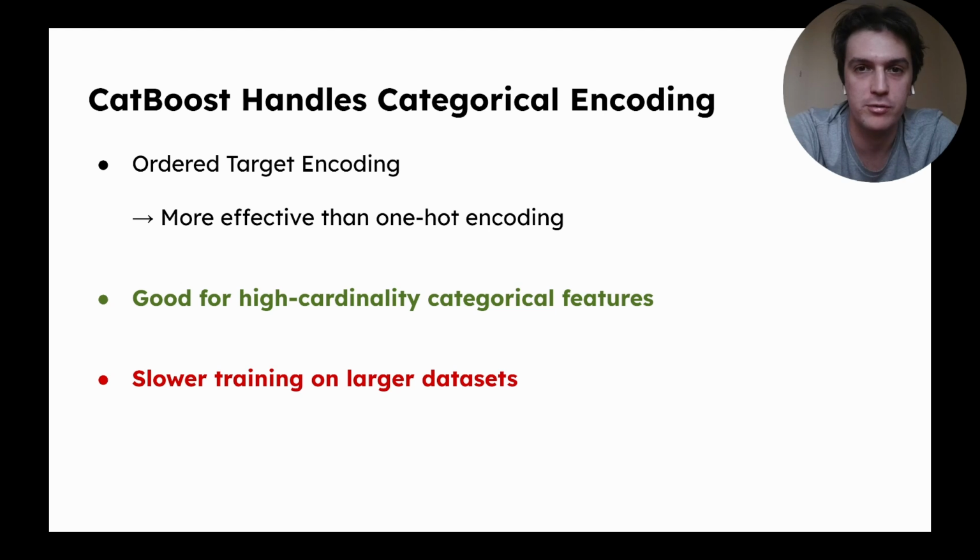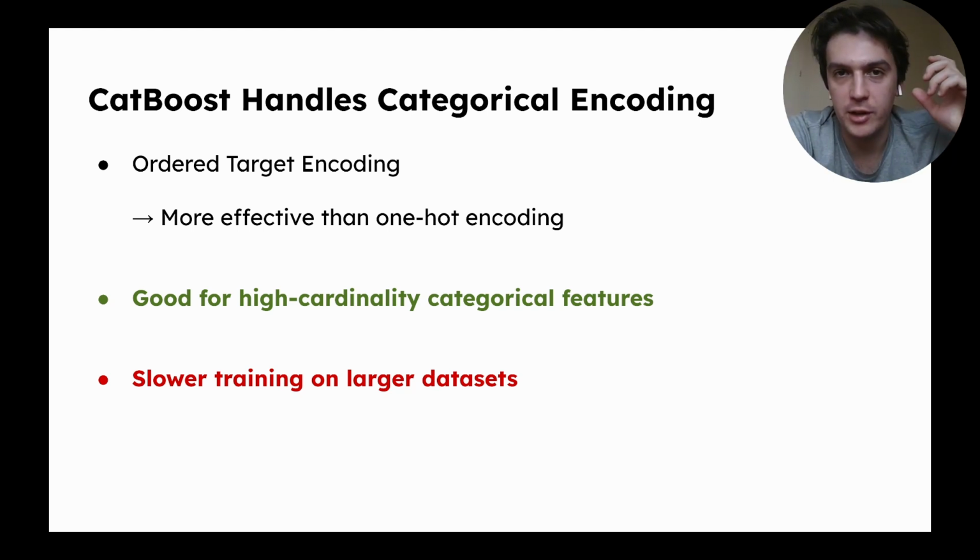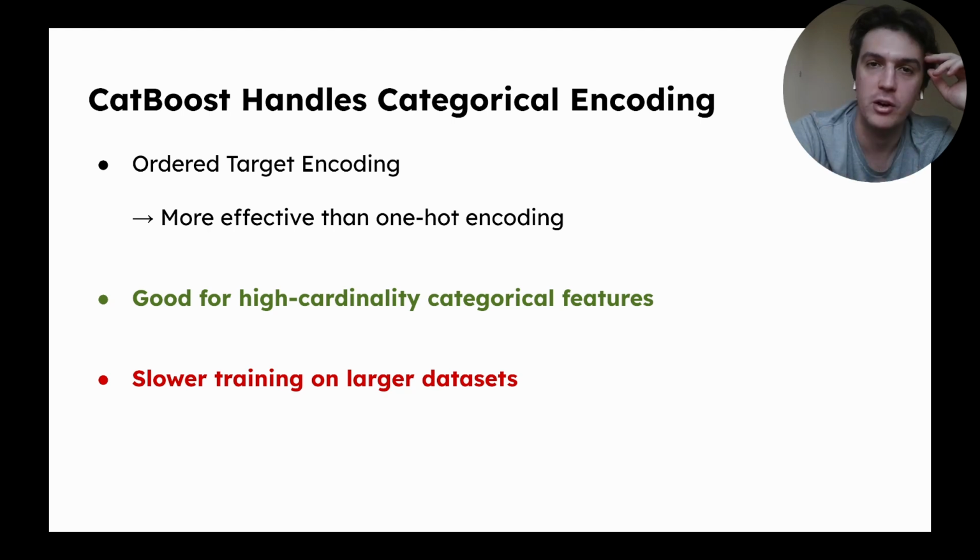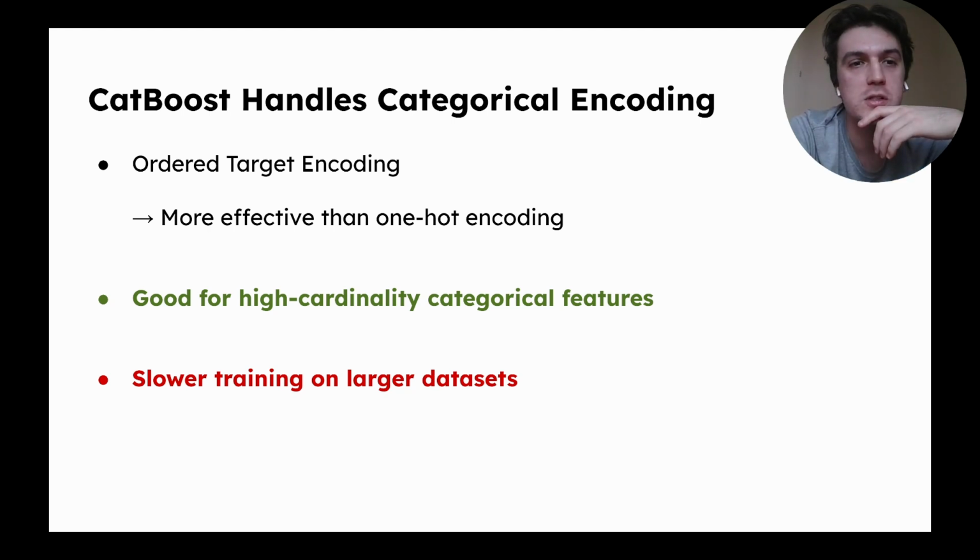You're going to have some categorical features like what city someone lives in, or what day of the week it is, or what gender they are. Those are not represented as numbers, which means you need to encode them as numbers in some way. So when you're using XGBoost, you have to do that encoding yourself before you train the model. CatBoost's biggest advantage, I think, is that it handles this encoding inherently. The model will make the encodings itself using something called ordered target encoding, which is more effective than one-hot encoding.